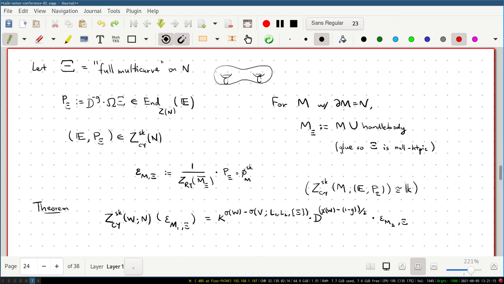For a three-manifold with boundary N, we define M sub C by closing up that boundary, attaching a handle body in a manner that kills off the C. In particular, this is how you draw the handle body. So it kills off these, which are non-homotopic in the handle body. So we define this to be a normalization of the empty skein.